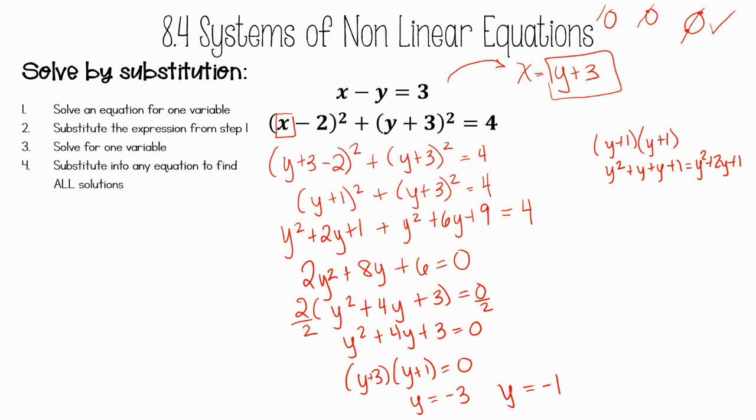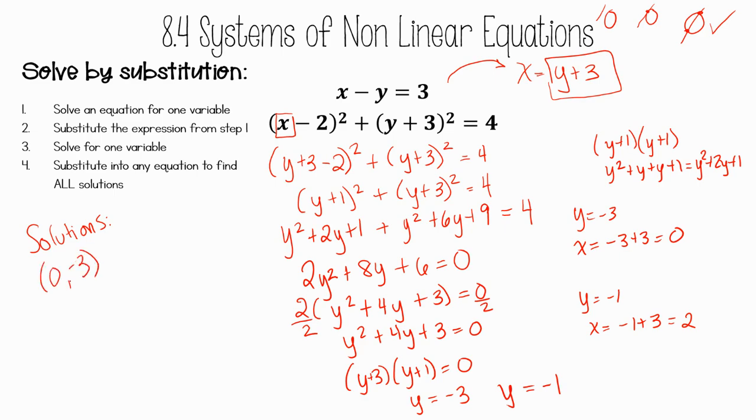So I'm kind of moving all over the place. When y equals -3, again, I'm trying to organize my work, x equals -3 plus 3, which equals 0. And when y equals -1, x equals -1 plus 3, so I get 2. So my solutions, you're not always going to just get 2 solutions, but for these examples we did, we're going to get the points (0, -3) and (2, -1).